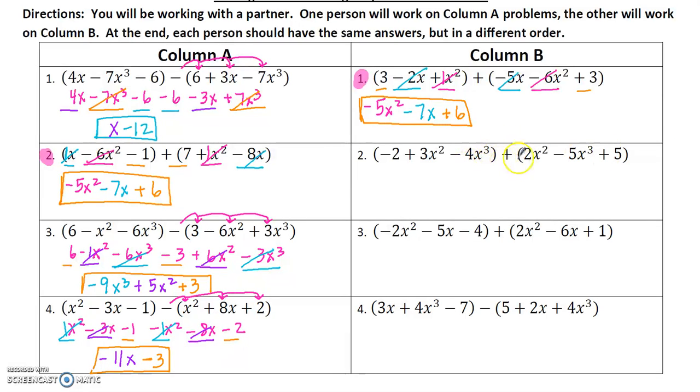Number 2, again, I don't have a minus right here, so I can take it just like it is. My largest exponent is x to the third, and here's another one. So I have negative 4 minus 5, which will give me a negative 9x cubed. And then moving down, I have x squared and another x squared, so I have a positive 3 plus 2, which will give me a positive 5x squared. And then my numbers, I have a negative 2 and a positive 5, which will give me a positive 3. All right, so we have a negative 9x cubed plus 5x squared plus 3.